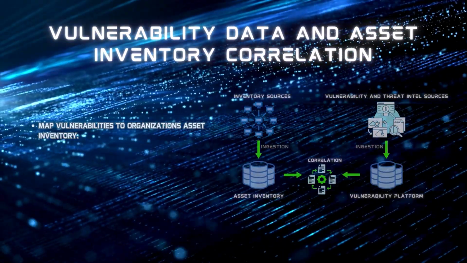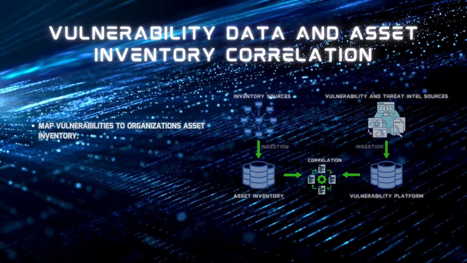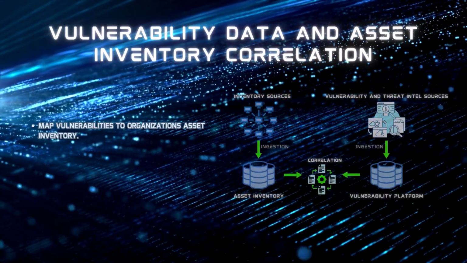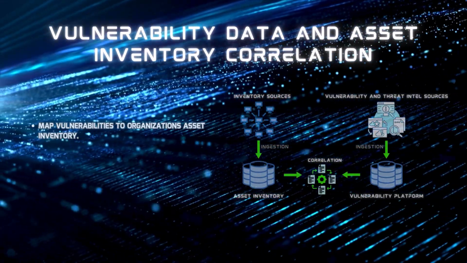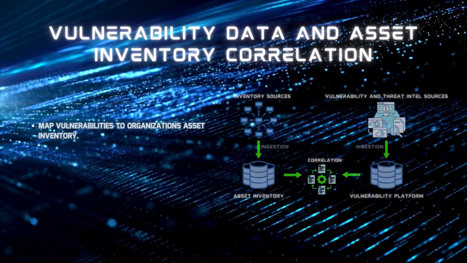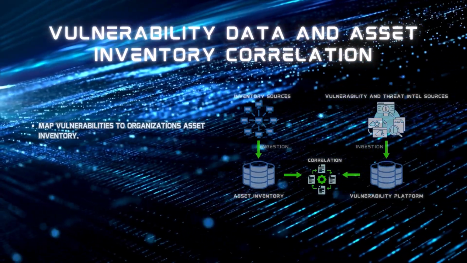Number 3, vulnerability data and asset inventory correlation. Once vulnerabilities are identified, they must be mapped to the organization's asset inventory. This step helps determine which systems are affected, allowing for more precise risk assessments and prioritization.